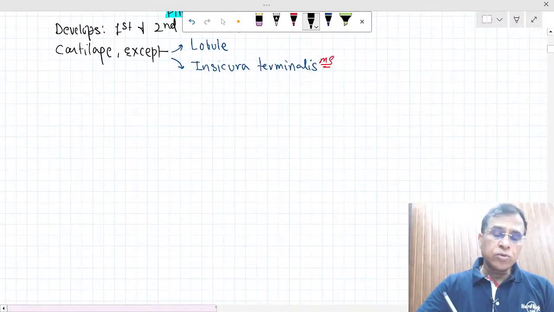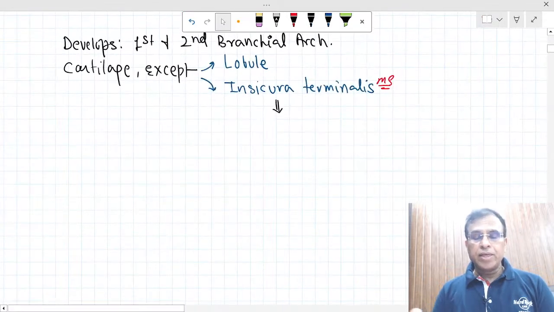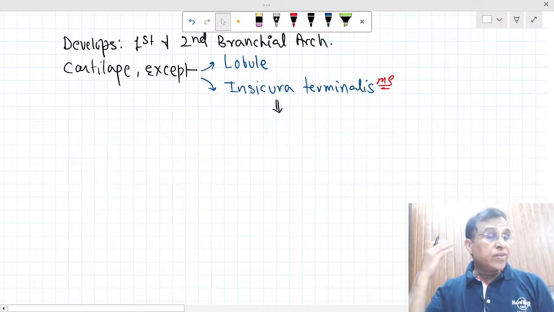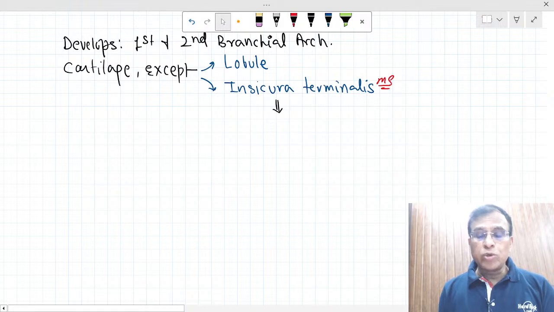Now, why is incisura terminalis such an important name? Because it comes into play during surgery of the ear. Obviously, when you do surgery, you have to give incisions around the ear. And there is one incision that passes through the incisura terminalis. And because the surgical incision passes through the incisura terminalis, this is what makes it an important thing, right?